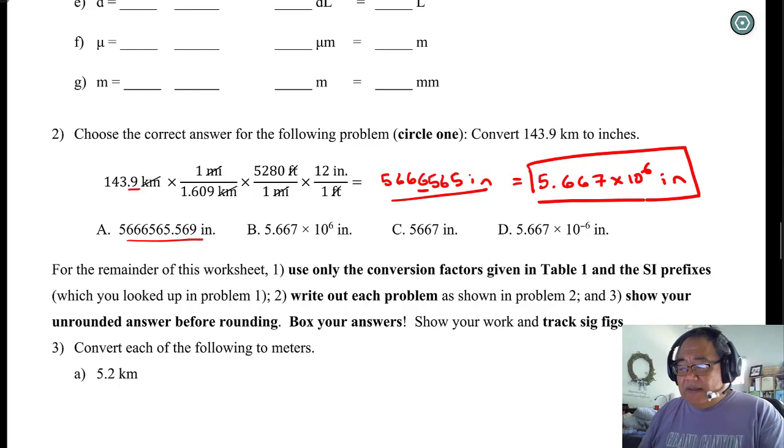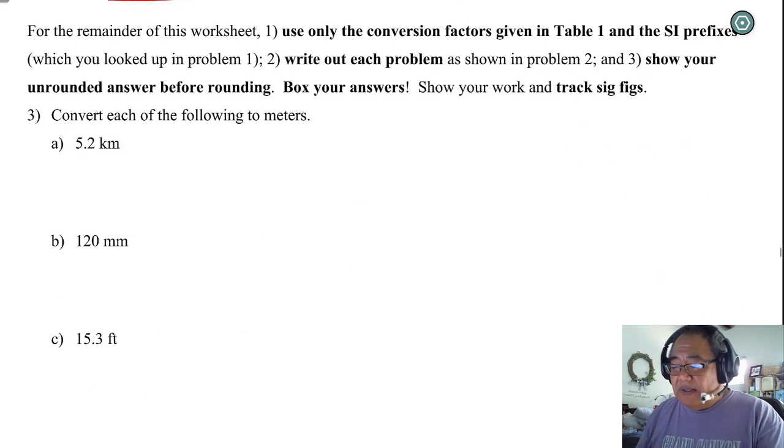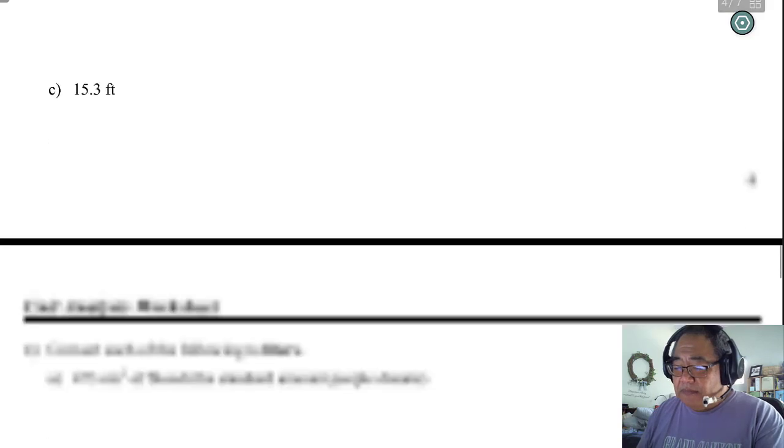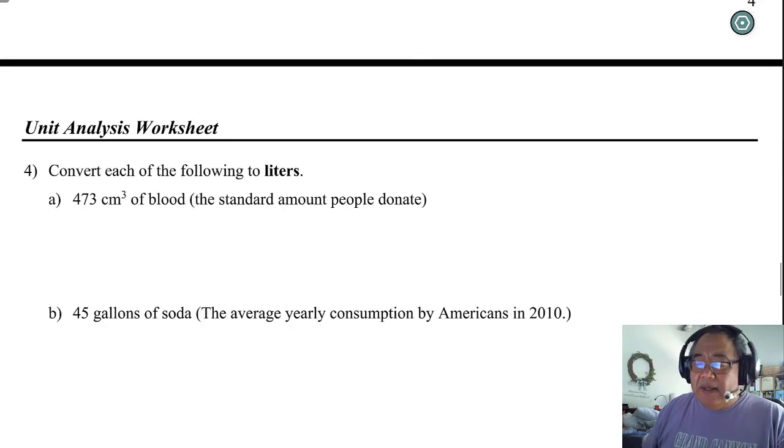Okay. So that's really the stuff you need to know to get through this worksheet. Again, if you have any questions, feel free to follow up and ask for a Zoom session or text with me because I've sent you my cell phone number. Okay.